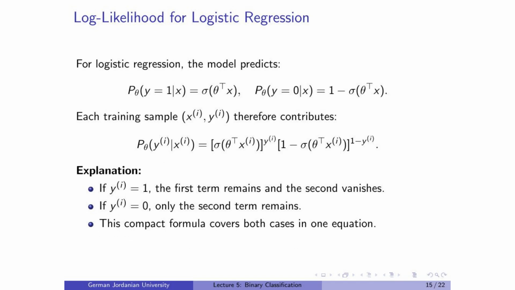For logistic regression, our model predicts the probability of belonging to class 1 using the sigmoid of theta transpose x, and for class 0, 1 minus that value. Each data point contributes to the total likelihood depending on whether it belongs to class 1 or 0. If the label is 1, only the first term remains. If it's 0, the second term takes over. This compact formula handles both cases in one simple expression.